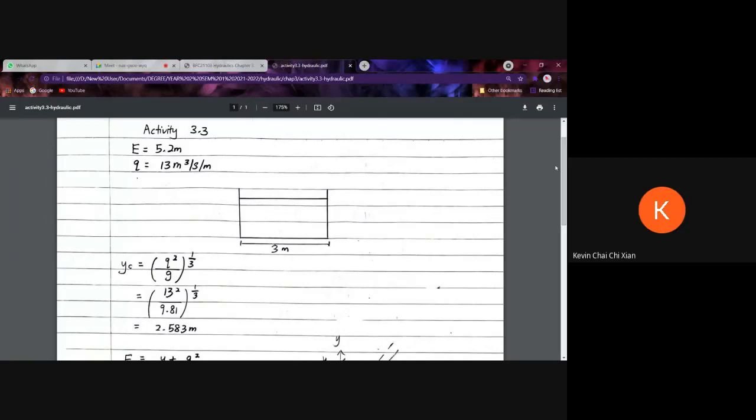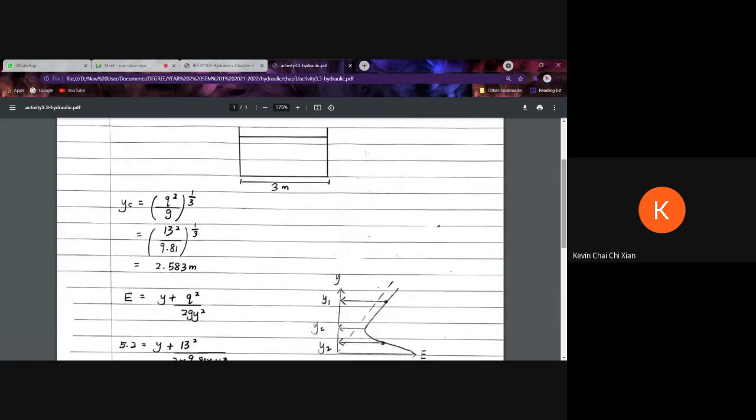So I will present activity 3.3. From the question given, A is equal to 5.2 and Q is equal to 13, and the width of the channel is 3 meter. So first, we need to find yc. We use this equation, yc equal to (q squared over g) to the power 1/3, and substitute the value, and we get 2.583 meter.